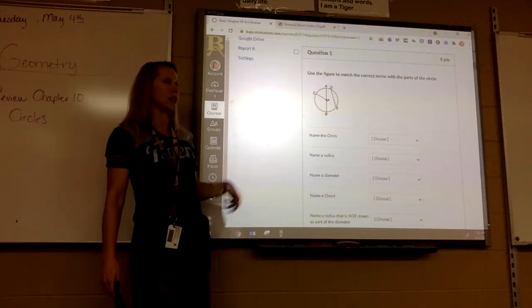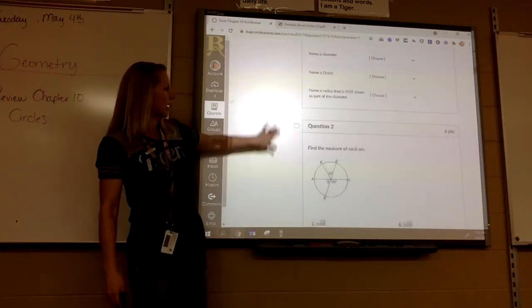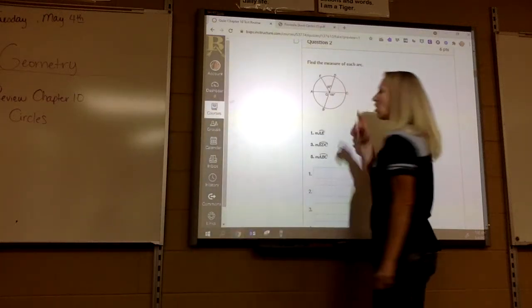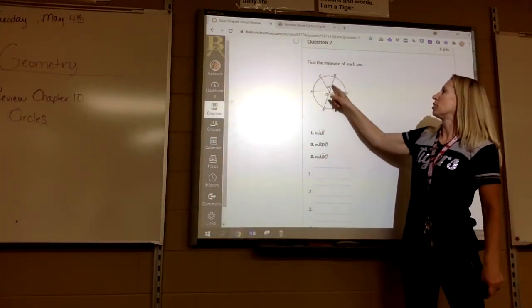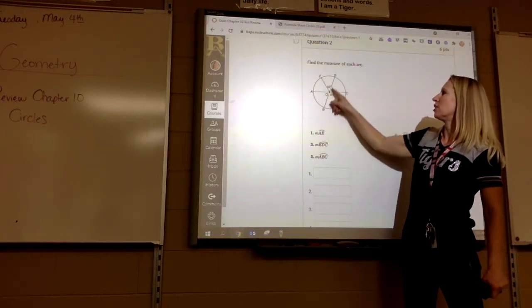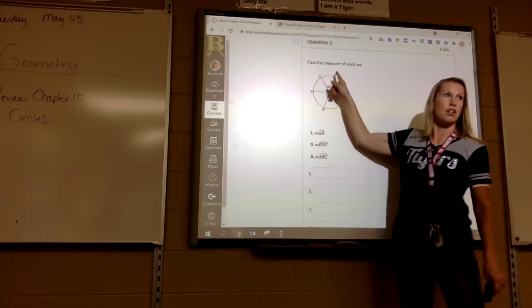Okay, so hopefully you can do some of these on your own. I hope you can remember how to name a circle and a radius and a diameter and a chord. You'll have to find angle measures or arc measures. Remember the central angle and the arcs are always the same. So if this is 50 degrees, ED would be 50 degrees.